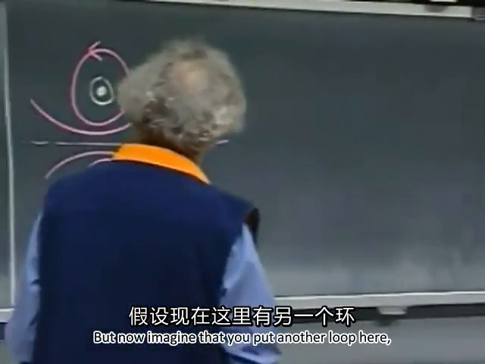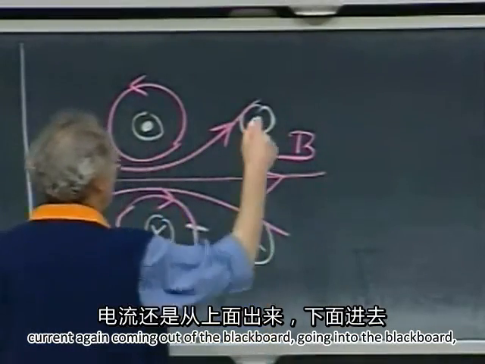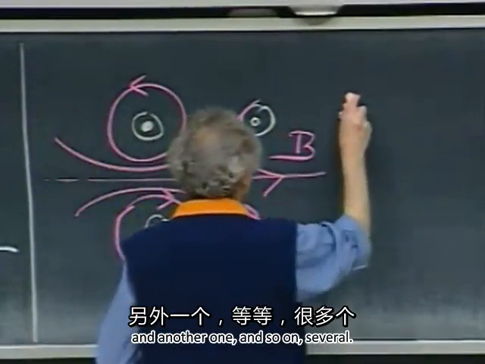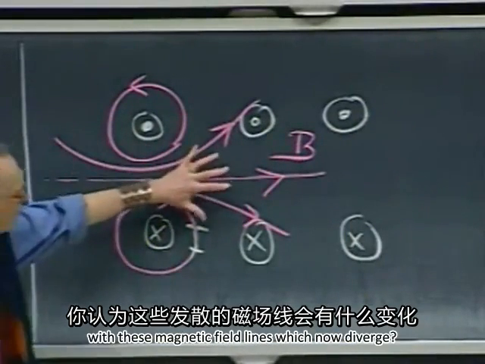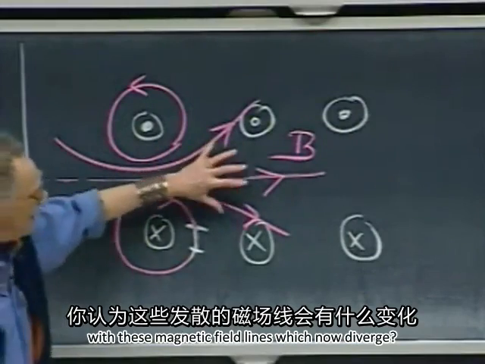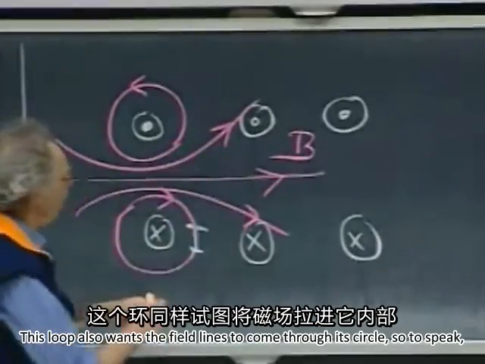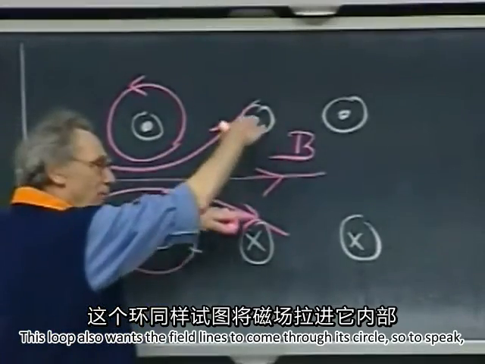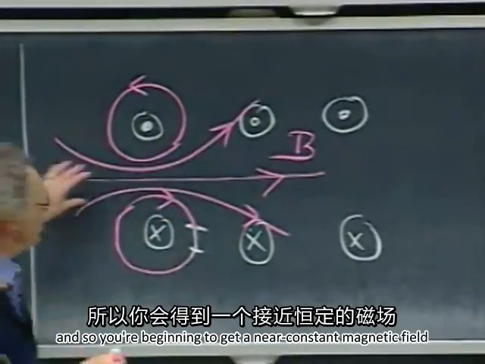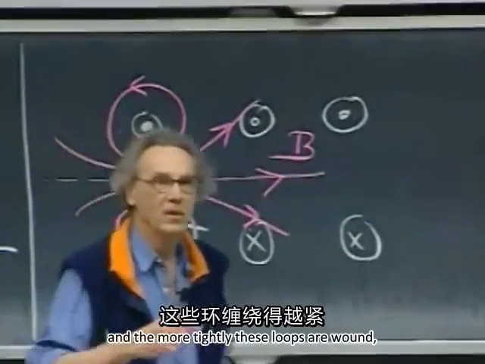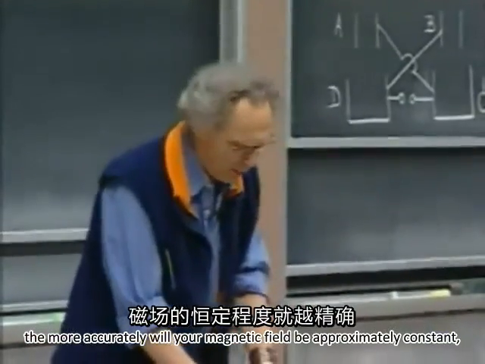But now imagine that you put another loop here, current again coming out of the blackboard and going into the blackboard, and another one, and so on, several. What do you think is going to happen with these magnetic field lines which now diverge? They're going to be sucked in here. This loop also wants the field lines to come through its circle, so to speak, and this one too. And so you're beginning to get a near constant magnetic field.